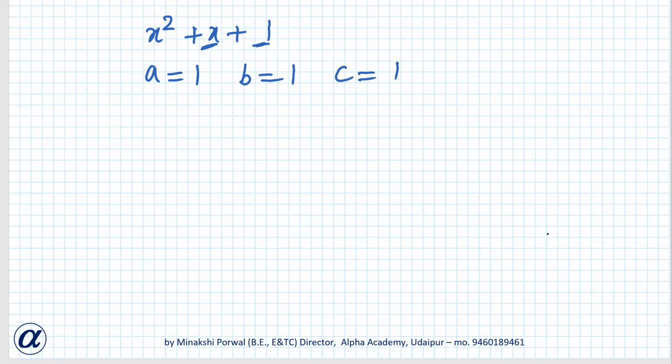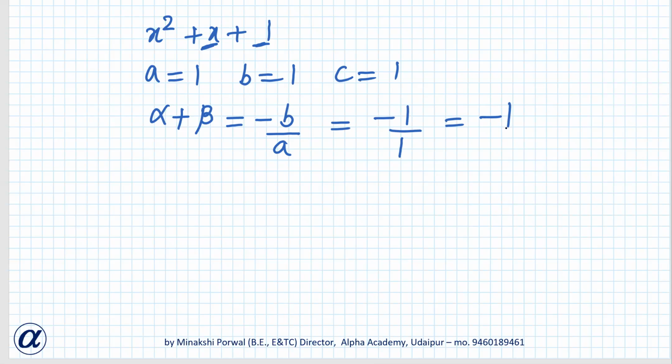Okay, Hina Limani, your answer is correct, first one. Now alpha plus beta, the formula which we have learned in previous maths class also, alpha plus beta is minus b by a, that is equal to minus 1 by 1, that is minus 1. Okay. And alpha into beta is c by a, that is equal to 1 upon 1, so that is also 1. Okay, we have to find 1 by alpha plus 1 by beta.